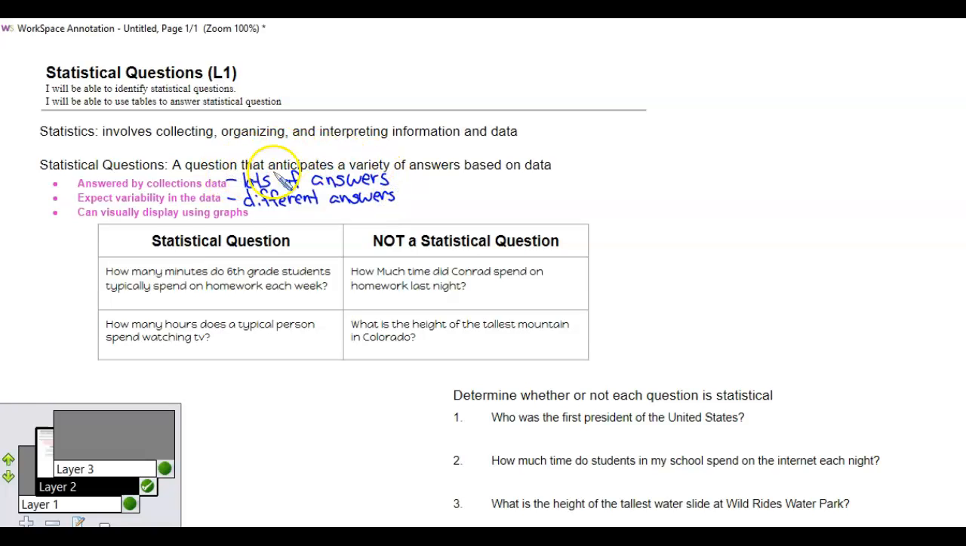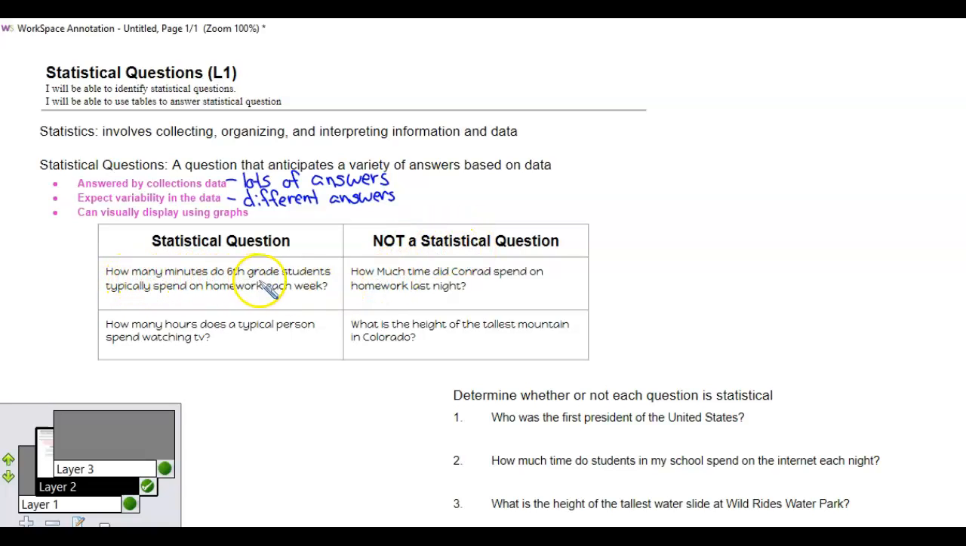So this first one is just saying that I have to ask a lot of people. I have to get a lot of information. The next one means that they actually have to be different answers. And then can visually display using a graph. That just means you can put it on a graph. So let's look at one.